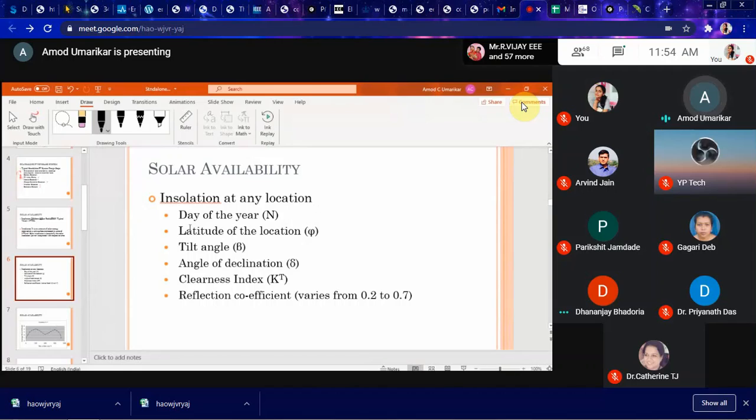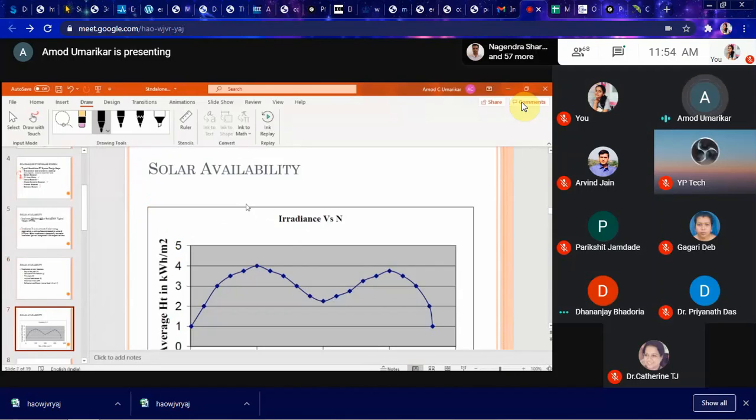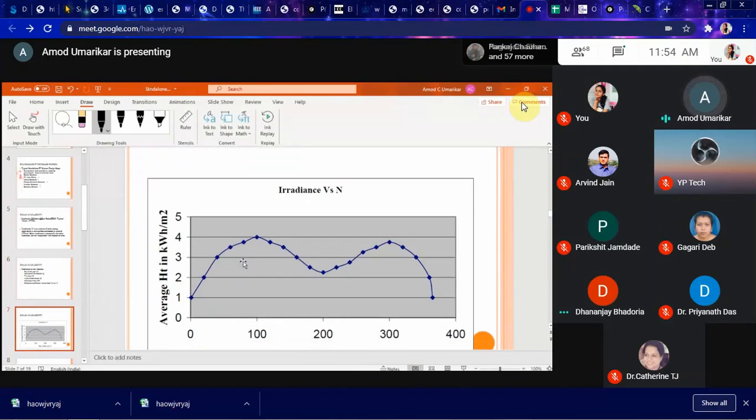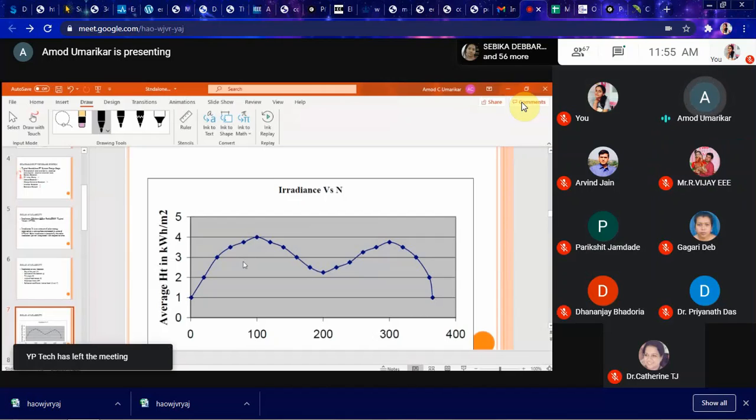Based on this insolation, taking this into account, we get a curve at a given place. I'm not particular about any place, but this is a kind of solar insolation in kilowatt hour per meter square, or irradiance, we can say, versus day. So this is irradiance over a year available at a place. This is how I know what irradiance is available at a given place over a year.